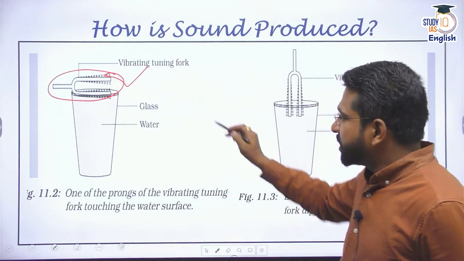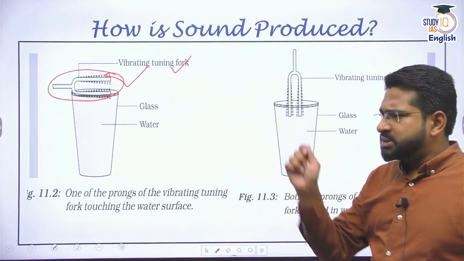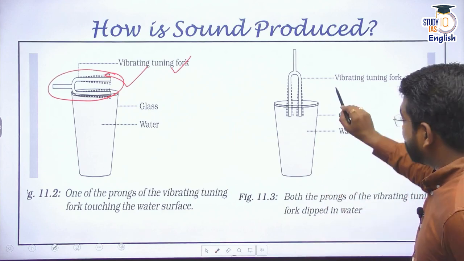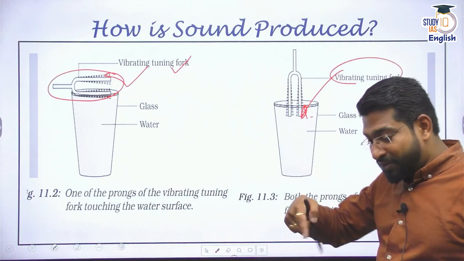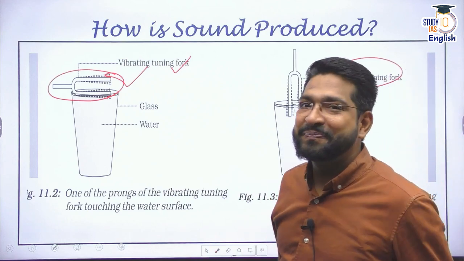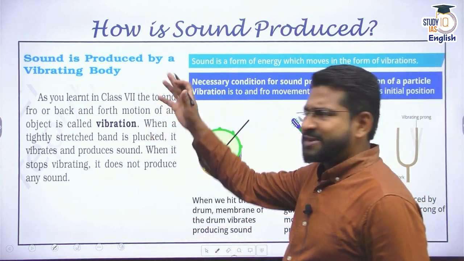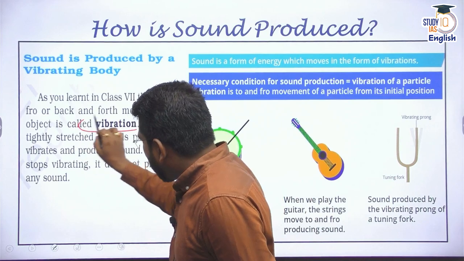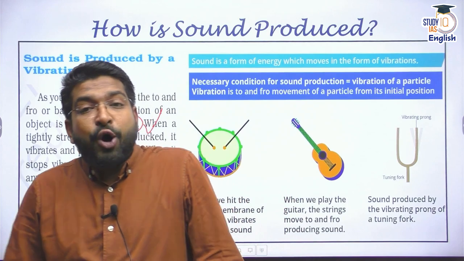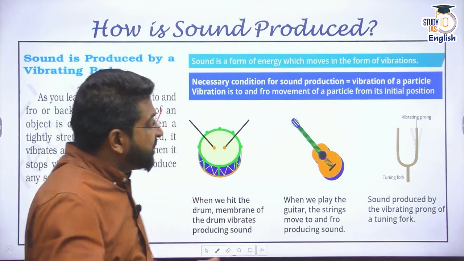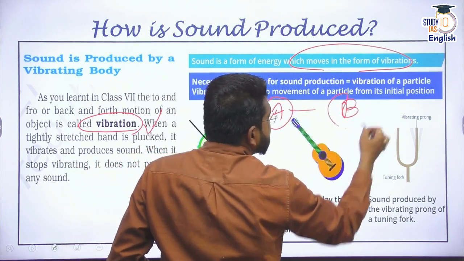So sound is produced by some sort of vibration. Here, if you just simply vibrate a tuning fork, you see that sound waves are produced. And if you put the tuning fork in a glass of water, you will see the energy is transferred into that water, and the water waves will also be visible. Right? So what have we established till now? We said that sound is produced, again, class 7, class 8 discussion, by a back and forth motion called vibration. Sound is basically a form of energy, and this energy moves in the form of vibration from one place to another place.